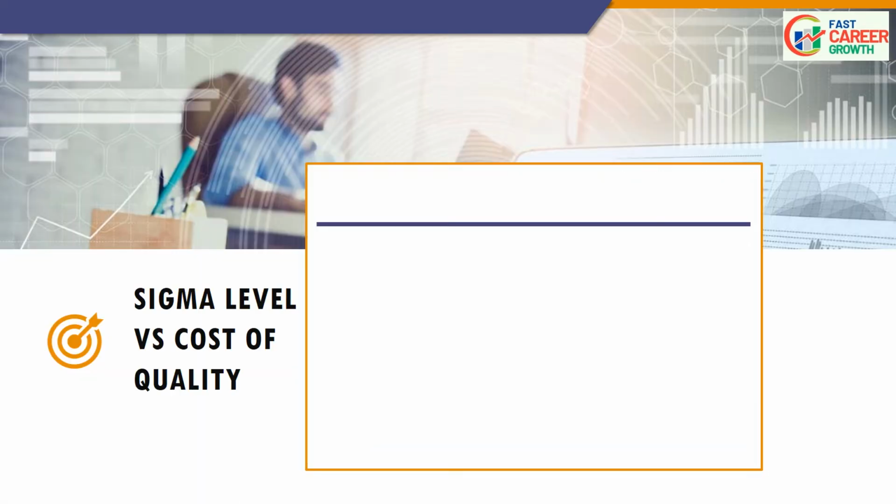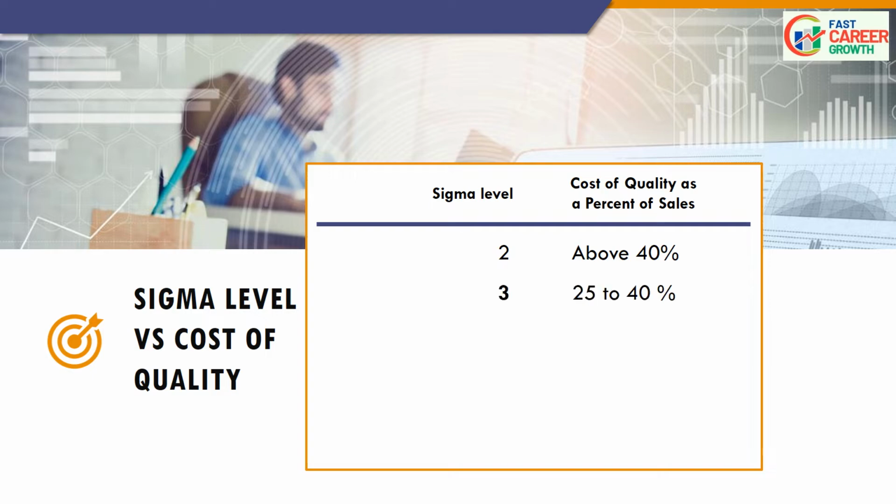Next, what is the cost of quality percent at different sigma levels? If we compare sigma level and cost of quality as a percent of sales, you will find 2 sigma level means cost of quality is 40%. 3 sigma level means cost of quality is between 25% to 40%. 4 sigma level means cost of quality is between 15% to 25%. 5 sigma level means cost of quality is between 5% to 25%. 6 sigma level means cost of quality is less than 1%.